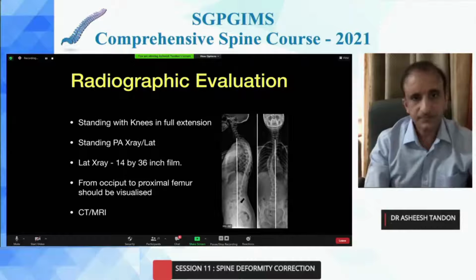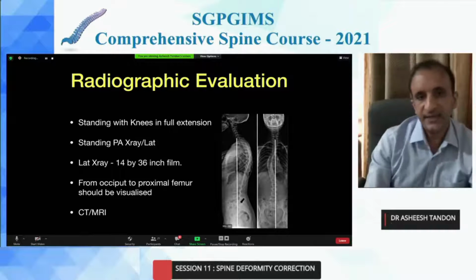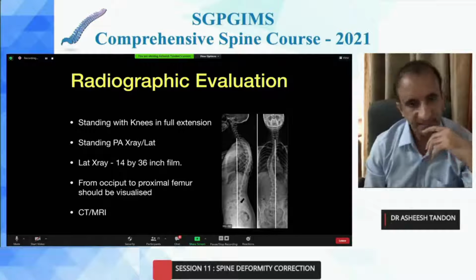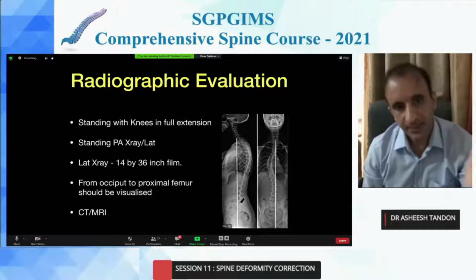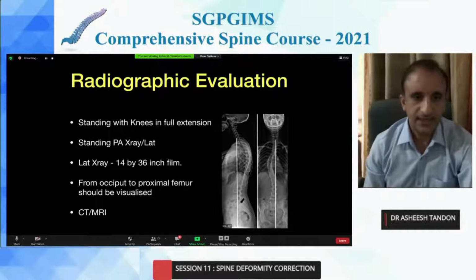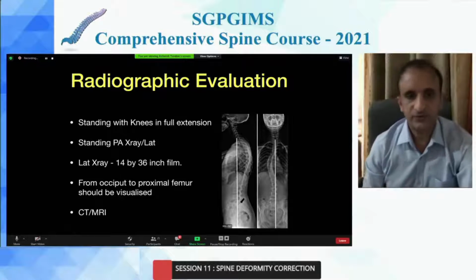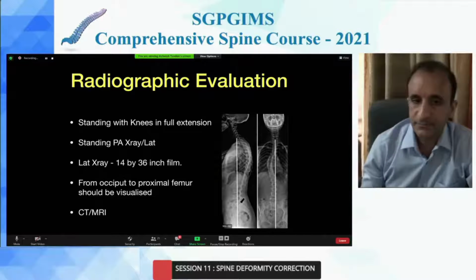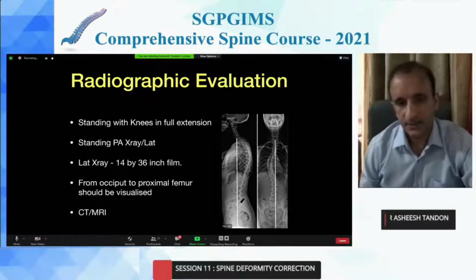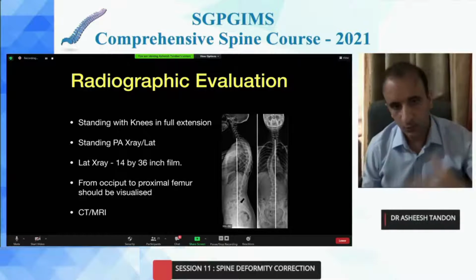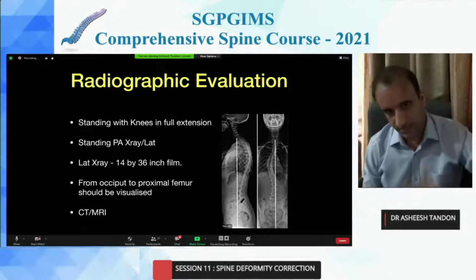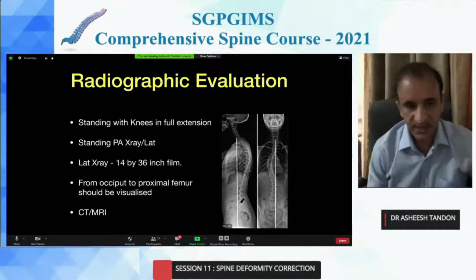Generally, we get standing X-rays. They have to be a whole spine X-ray with knees in full extension. You get standing PA and lateral views. For lateral, you need a large film, so that is very important. That is a practical aspect: you need to image the whole spine, from the cervical region, lower occiput, to the pelvis and proximal femur.